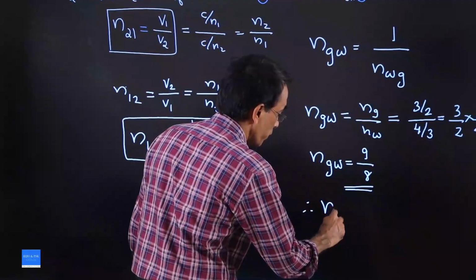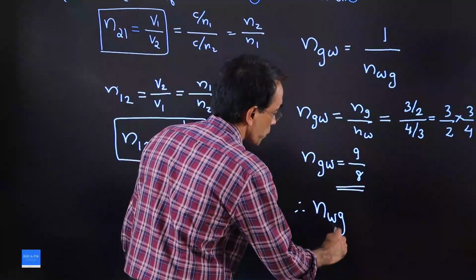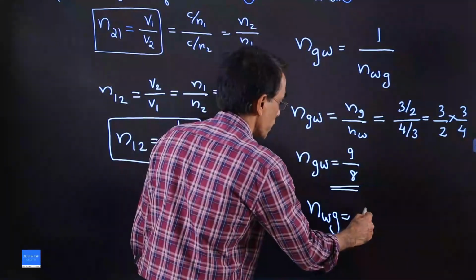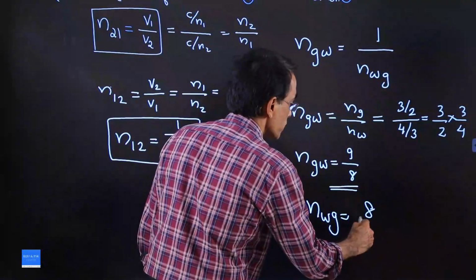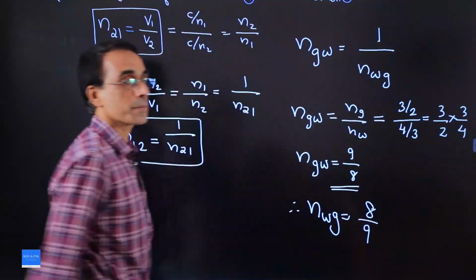Therefore, refractive index of water with respect to glass will be the reciprocal of this one, which is equal to 8 by 9.